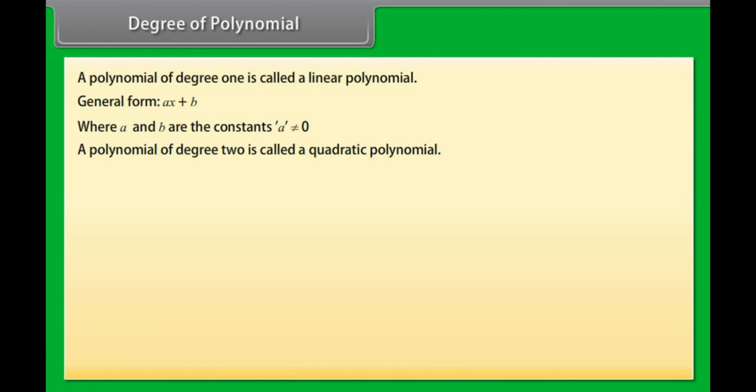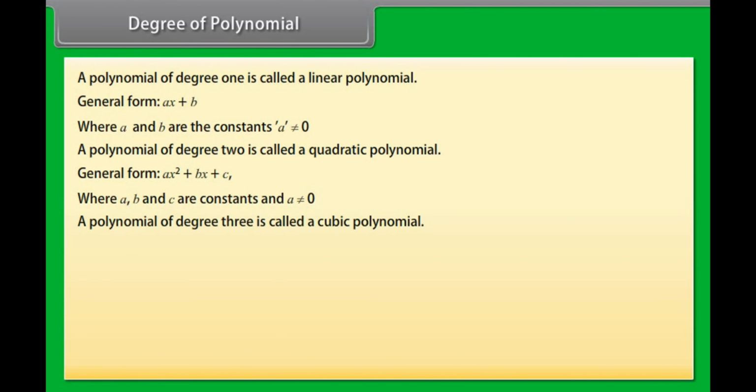A polynomial of degree 2 is called a quadratic polynomial. Its general form is ax square plus bx plus c, where a, b, and c are constants and a is not equal to 0. A polynomial of degree 3 is called a cubic polynomial. Its general form is ax raised to the power 3 plus bx raised to the power 2 plus cx plus d, where a, b, c, and d are constants and a is not equal to 0.